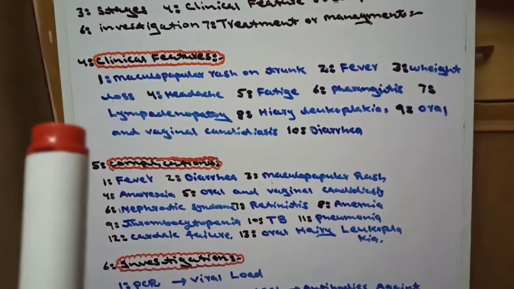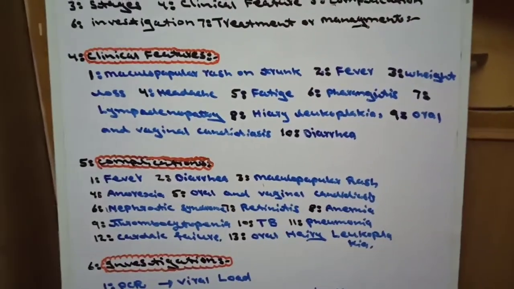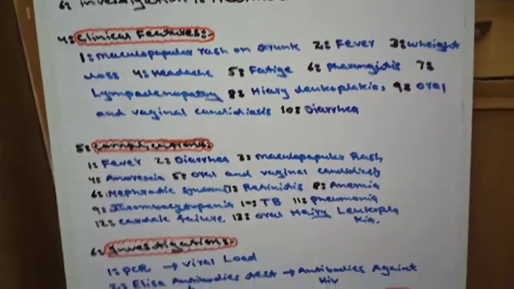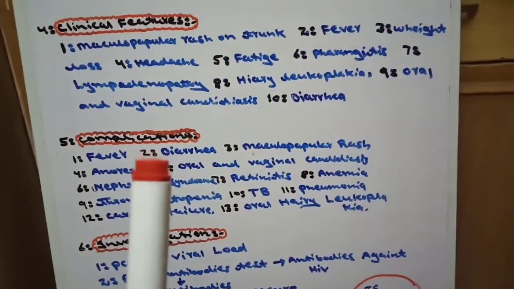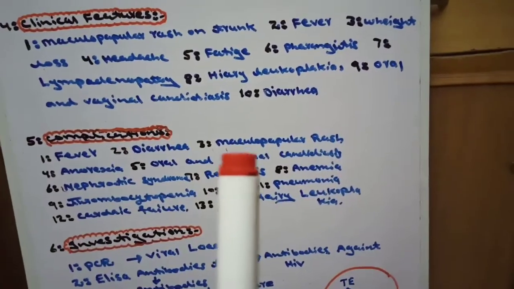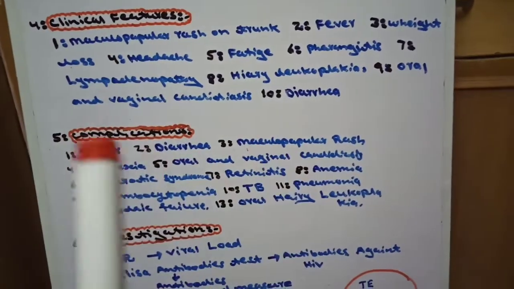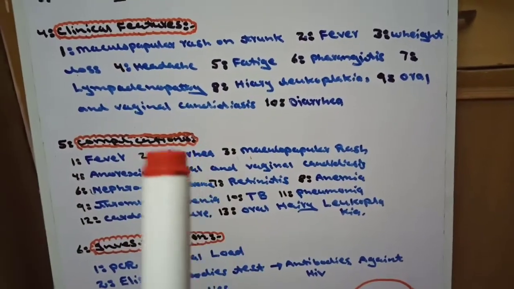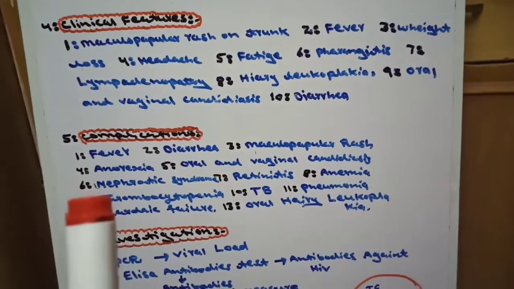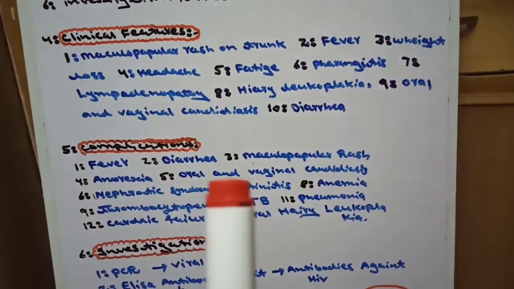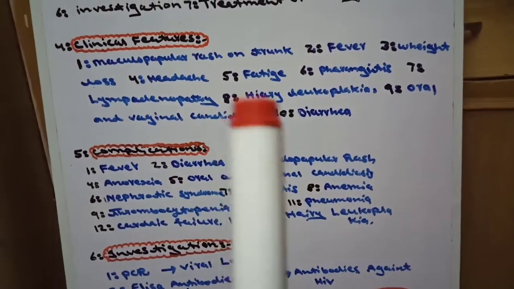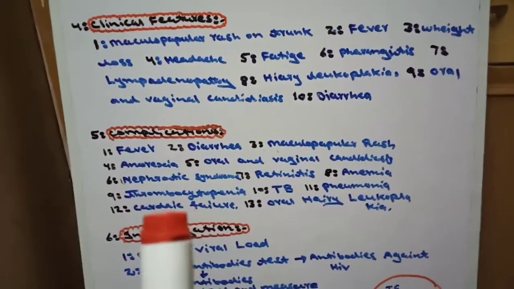Some are similar to the clinical features, but many are different. Number 1 is fever, diarrhea, maculopapular rash. These are similar to the clinical features, but anorexia is different. And oral and vaginal candidiasis are also similar to the clinical features, but the next is different.